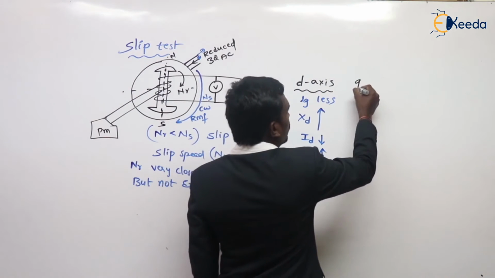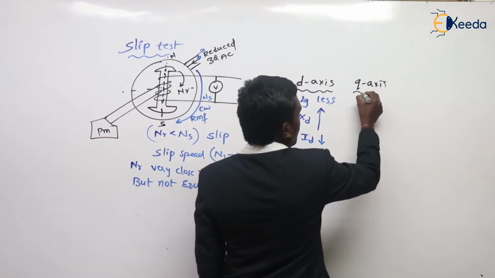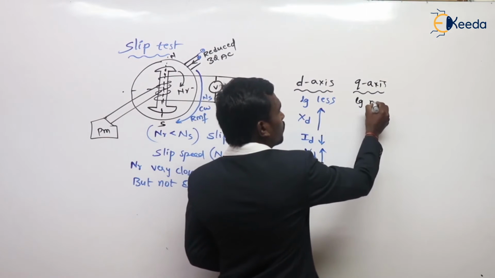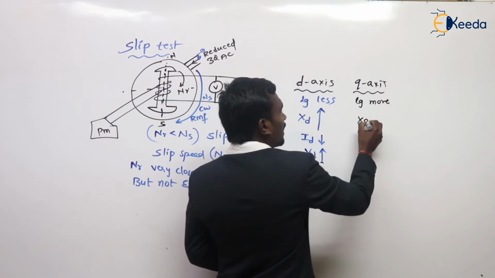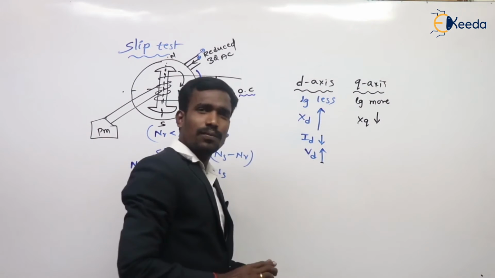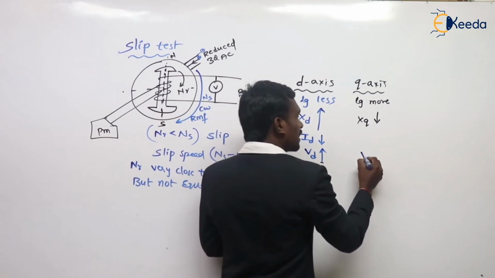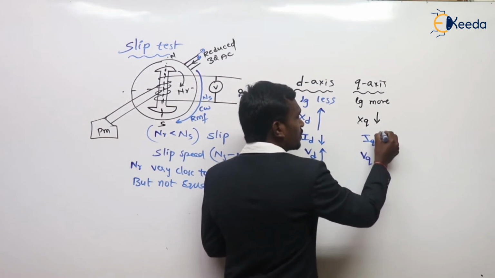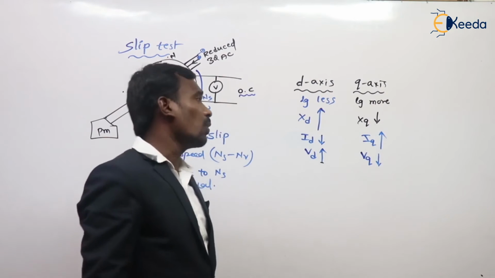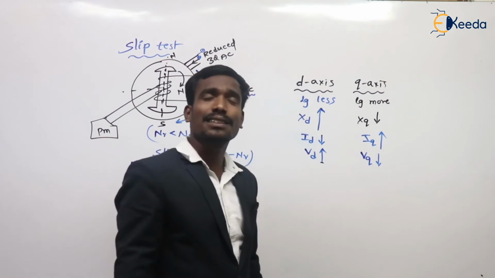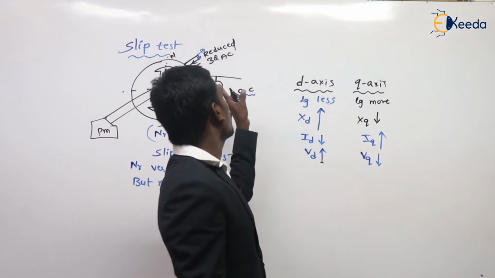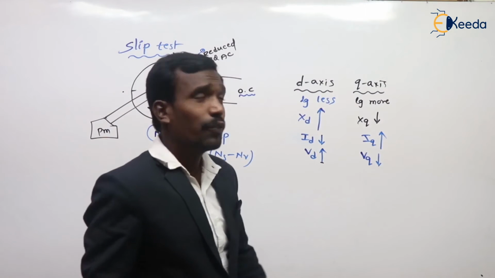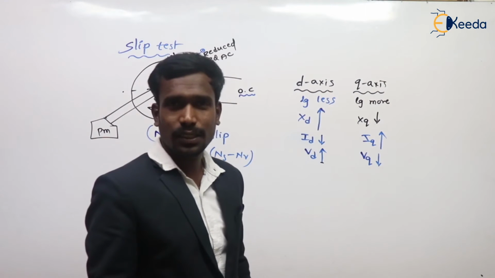Whereas along the q-axis, when it coincides with the q-axis, air gap length is more, then the reactance is less. At this condition, the voltage is less and the current is more. The ammeter reading is more and the voltmeter reading is less. At this condition, we have to observe these points.